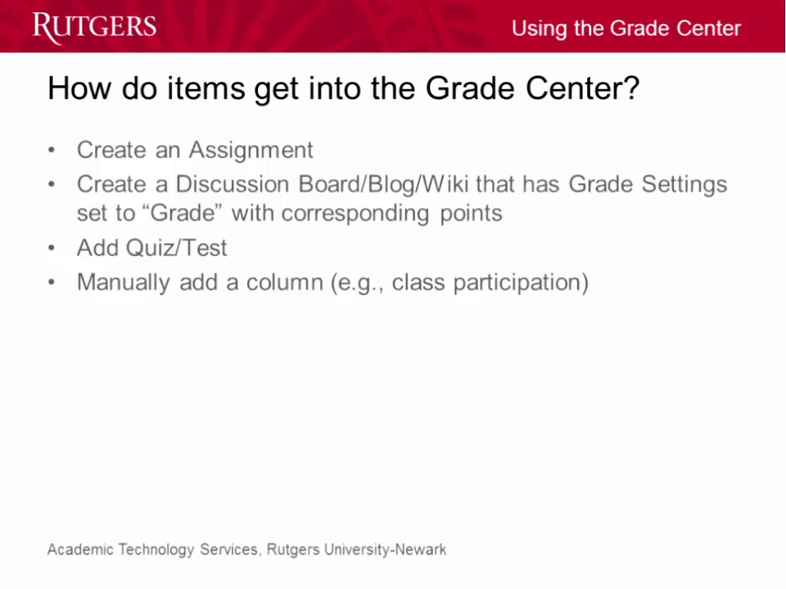And you can also manually add in a column. So something maybe not a test, or not something that students would submit, like class participation. So you put in a column for class participation, and then you manually type in what their grade is for that.